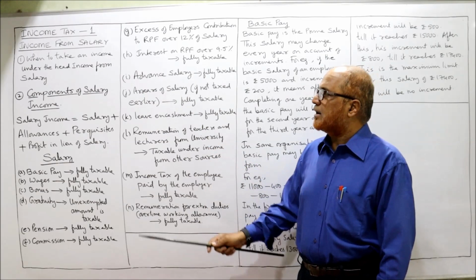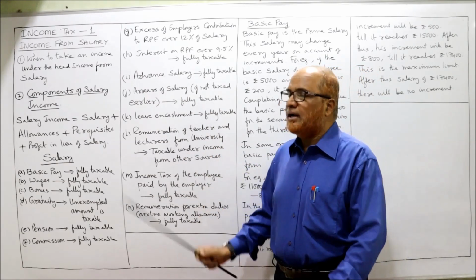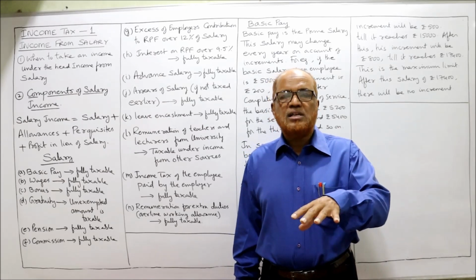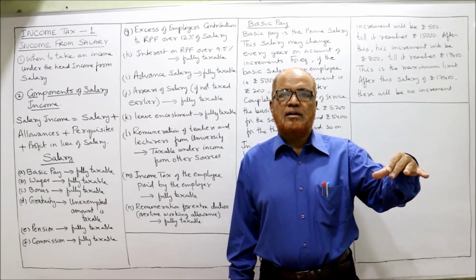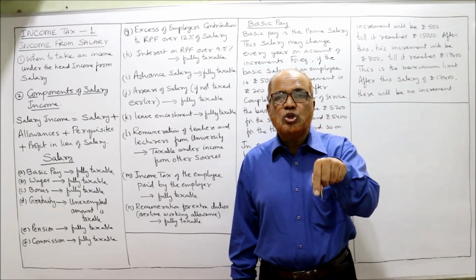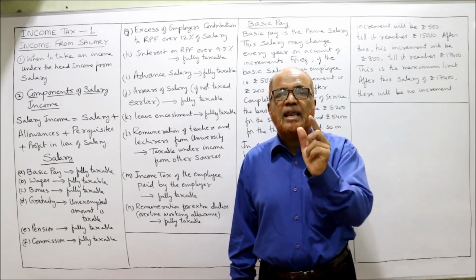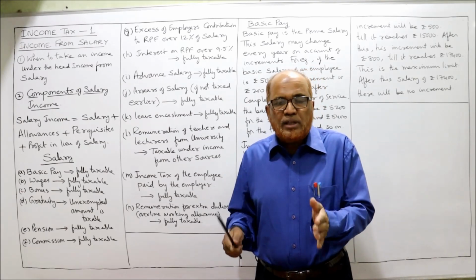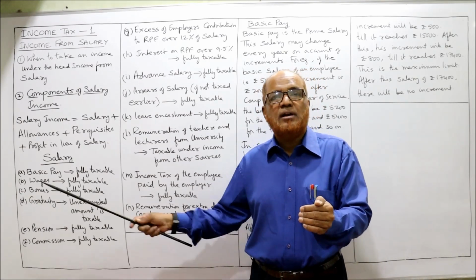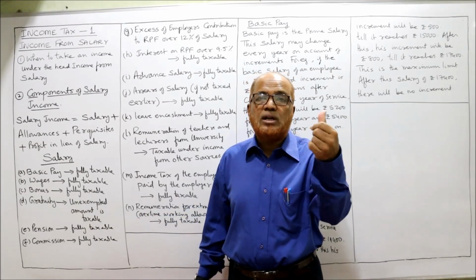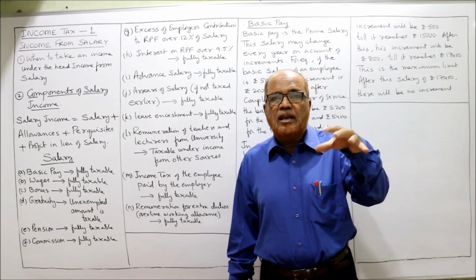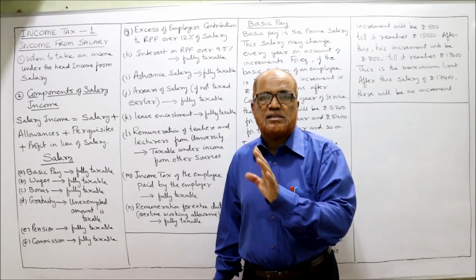Then arrears of salary, if not taxed earlier, are fully taxable. Arrear means due. If an employee has not received the full 12 months salary, he has received only 10 months salary, 2 months salary is due but not received, that is called arrear of salary. Now if during the current year arrear of salary is received, that is also taxable under income from salary, provided it is not taxed earlier. If it is not taxed earlier and now it is received, it will be taxable.